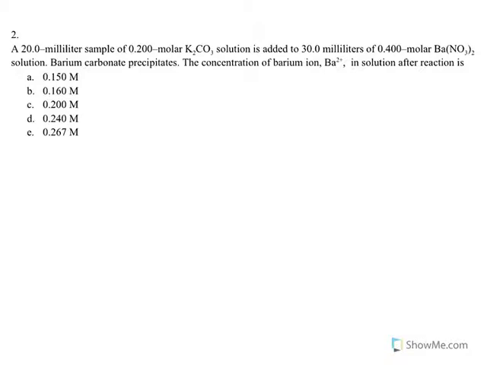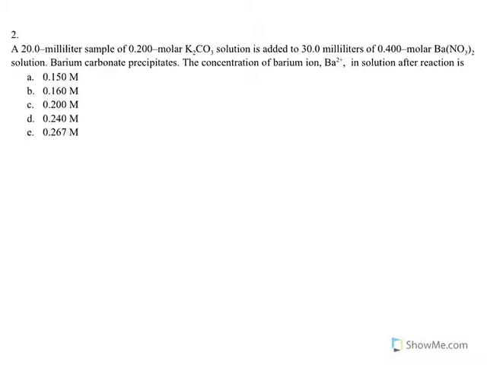In this problem, you have a 20 milliliter sample of 0.2 molar K2CO3, which is being added to 30 milliliters of 0.4 molar Ba(NO3)2. Barium carbonate precipitates. The concentration of the barium ion, Ba2+, in solution after the reaction is what?